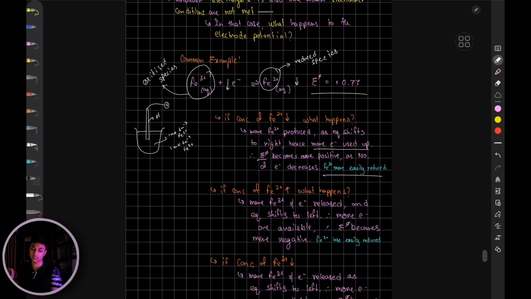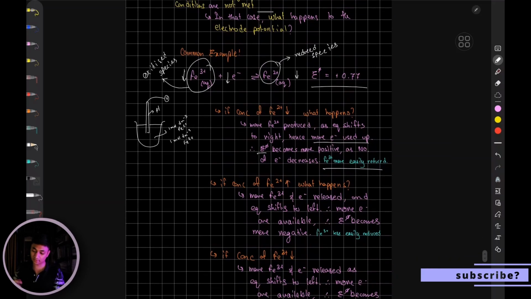And you can also say Fe3+ is more easily reduced. Why? Because more electrons are used up, and more Fe3+ will be used up to produce more Fe2+. So Fe3+ is more easily reduced. A greater amount, or concentration, of Fe3+ will be reduced. Okay, fair enough. Now looking at the other changes.